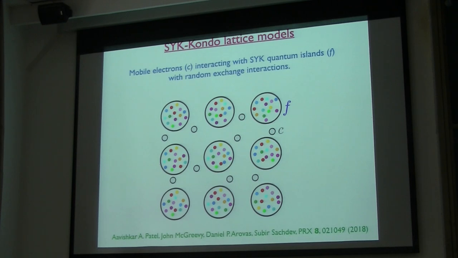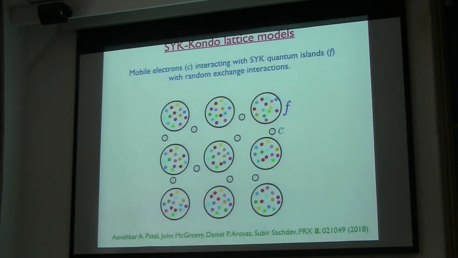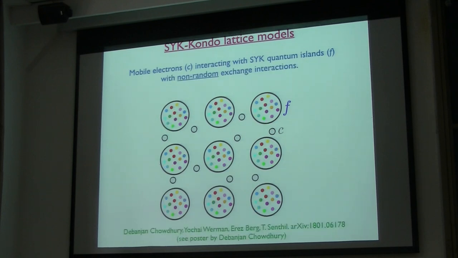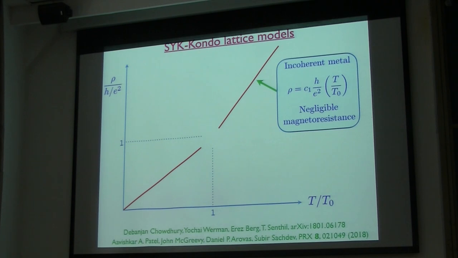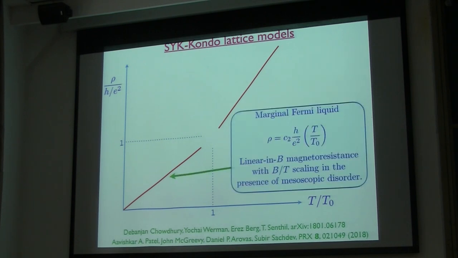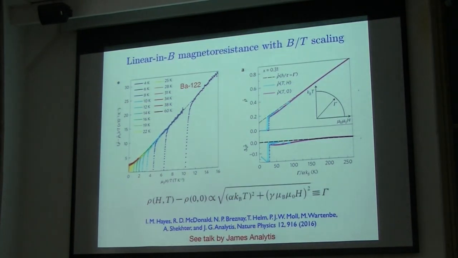However, this model goes to Fermi liquid behavior at low temperatures, which is not what you see at the critical point anyway. Here's another model where you take two bands, with SYK islands interacting with itinerant fermions. I think I'm running out of time. And here there's no disorder, so it's an SYK Kondo model with no disorder. This turns out to have two different regimes of resistivity. One is incoherent, where resistivity is much larger than h over e squared. The other is marginal Fermi liquid like, again linear in T, but much smaller than h over e squared. It also has some very interesting magnetoresistance properties, which are similar to those seen in these experiments.